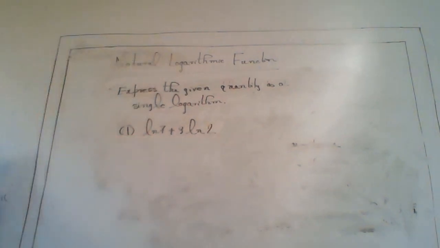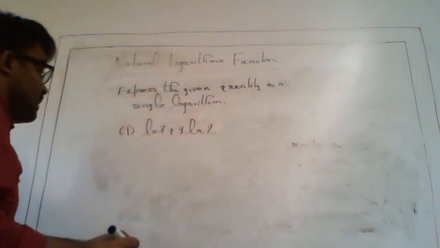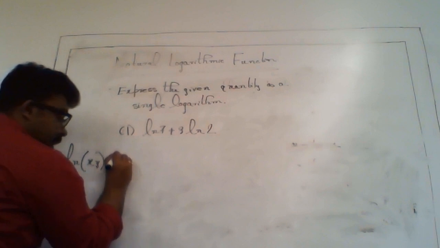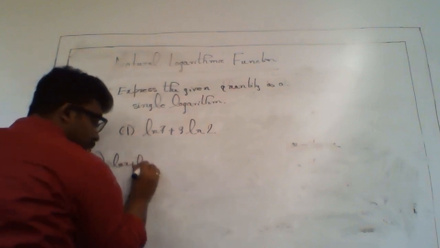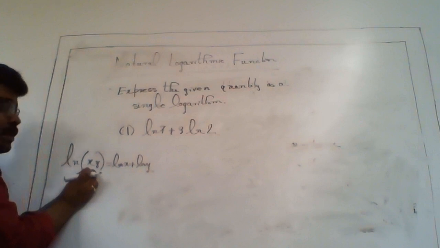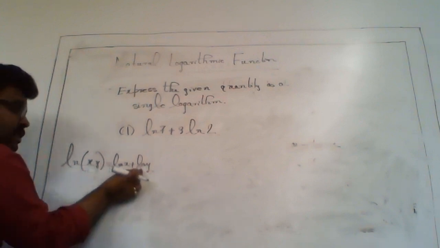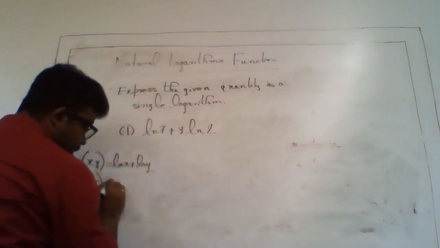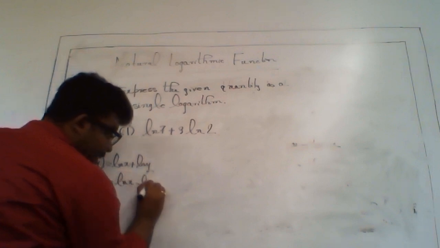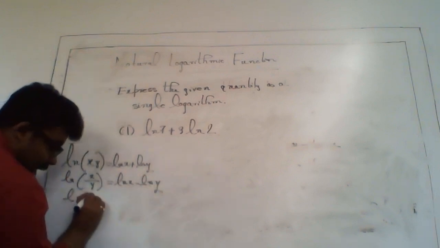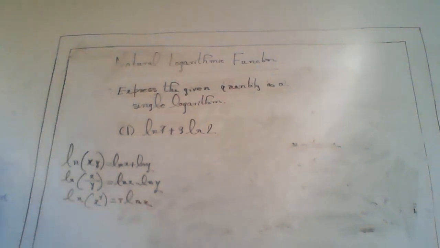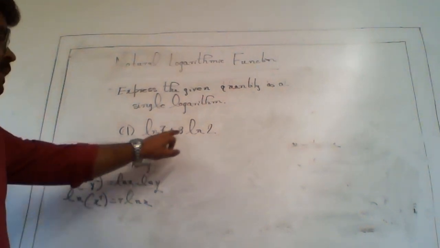Now to do all these problems, you have to basically remember these three formulas that we discussed. Ln xy is equal to ln x plus ln y. So ln applied to the product of the numbers is equal to the ln of the first number plus ln of the second number. Ln x by y is equal to ln x minus ln y. Ln x power r equal to r ln x. These are the three laws that you need to remember. Now you see, here I have ln 7 plus 3 ln 2.